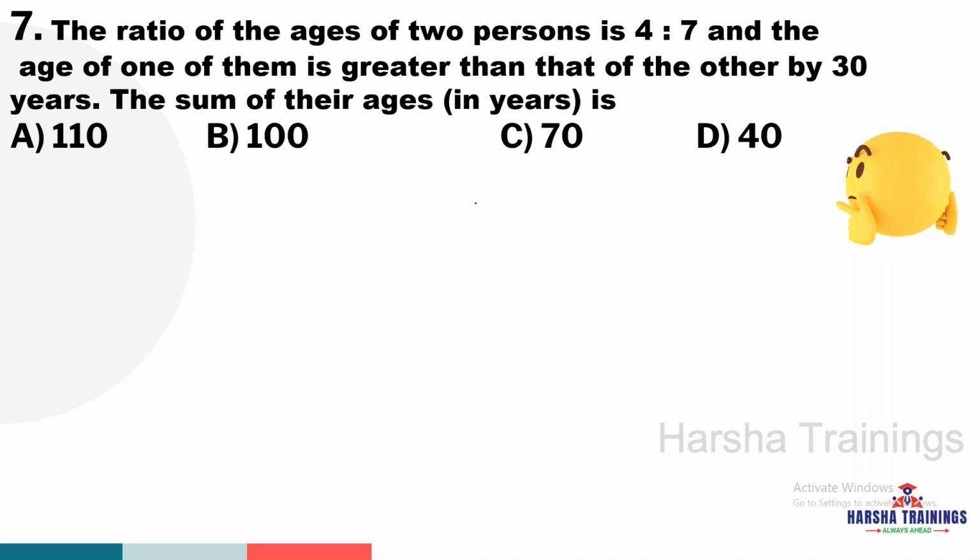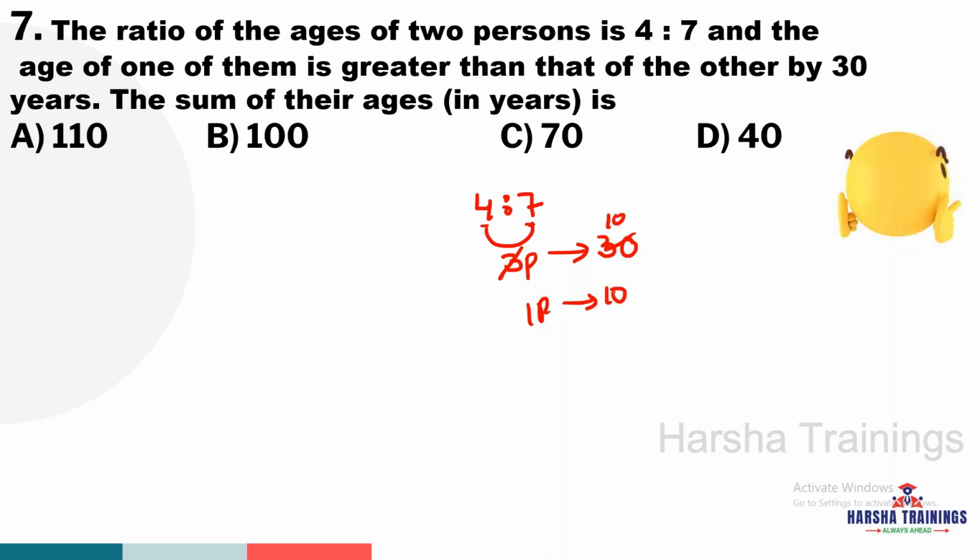Okay, listen. The ratio is given here 4:7. First person is age how many parts? 4 parts. Second person age how many parts? 7 parts. So difference is how many parts? 3 parts. So 3 parts is equal to how many years, guys? 30 years. So 3 parts is equal to 30 years. 1 part is how much, guys? 3 ones are 3, 3 tens are 30. Okay, 1 part is equal to how many years?